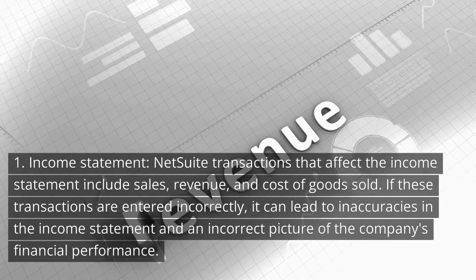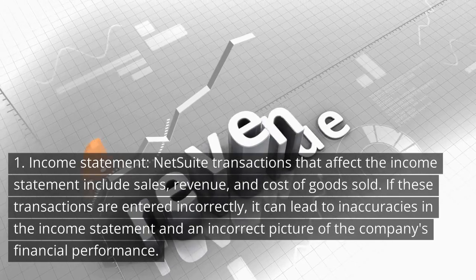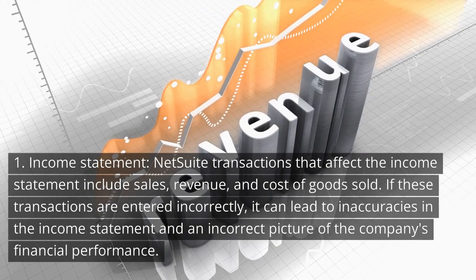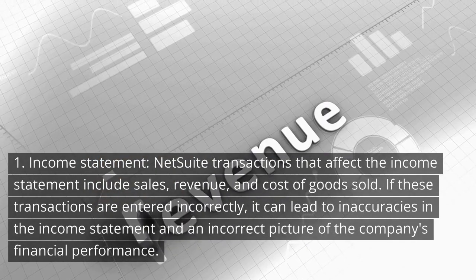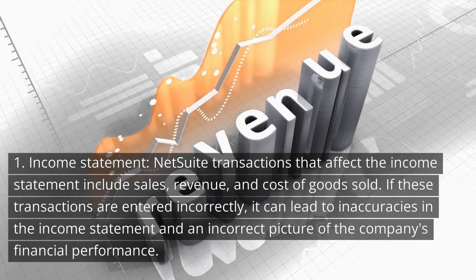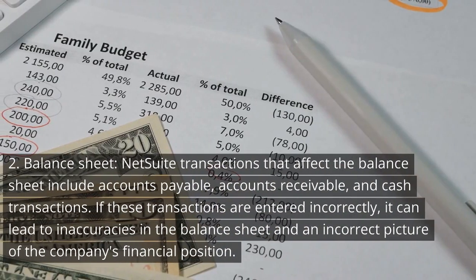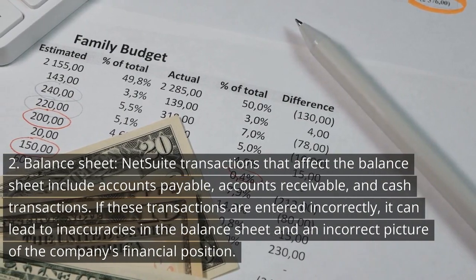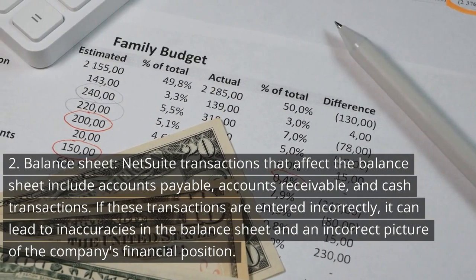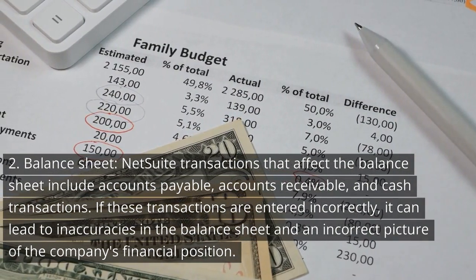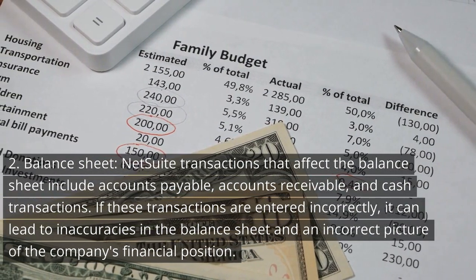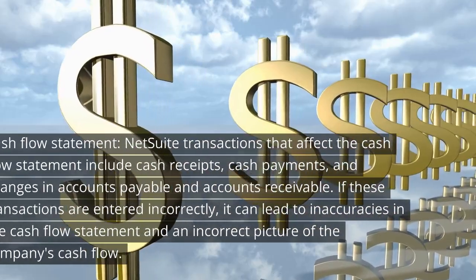1. Income statement. NetSuite transactions that affect the income statement include sales, revenue, and cost of goods sold. If these transactions are entered incorrectly, it can lead to inaccuracies in the income statement and an incorrect picture of the company's financial performance. 2. Balance sheet. NetSuite transactions that affect the balance sheet include accounts payable, accounts receivable, and cash transactions. If these transactions are entered incorrectly, it can lead to inaccuracies in the balance sheet and an incorrect picture of the company's financial position.